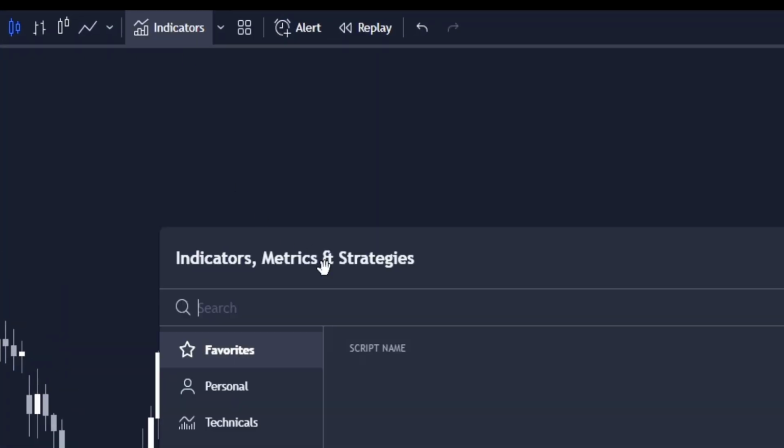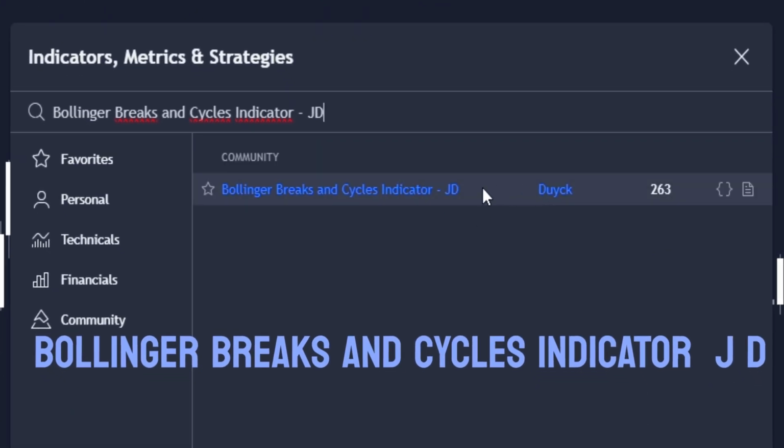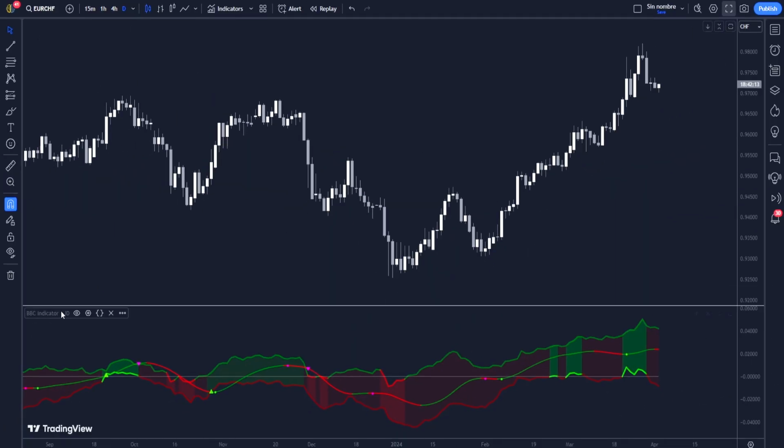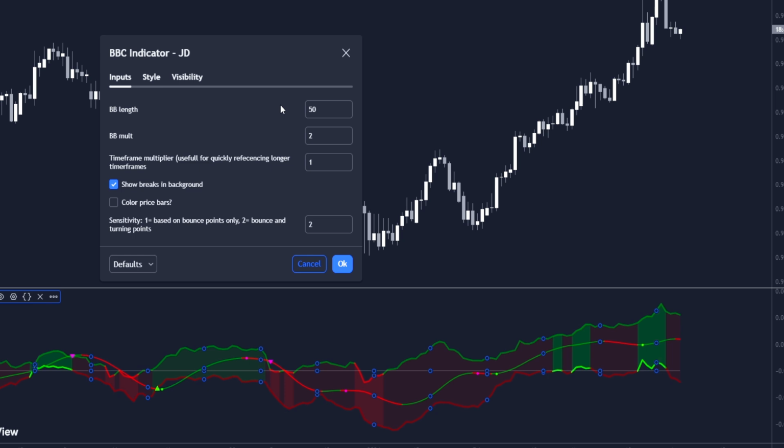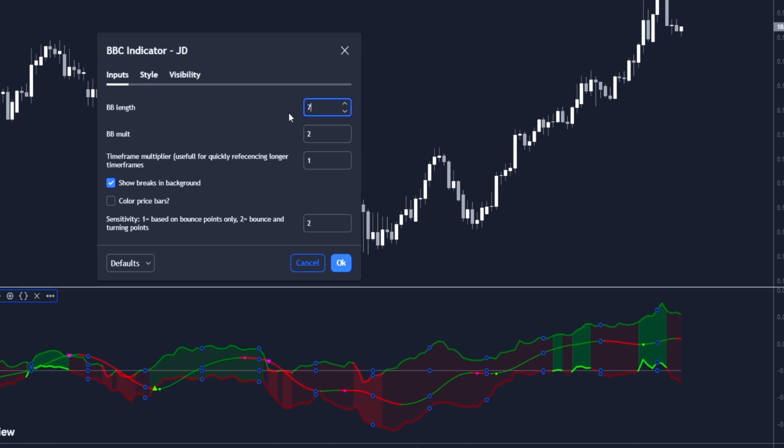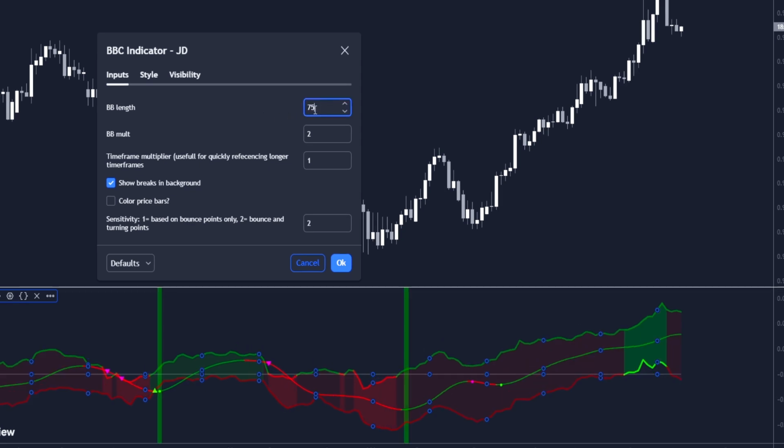Search for the indicator in TradingView as Bollinger Breaks and Cycles Indicator JD by user Duick. In its settings, we find the following. The BB length parameter sets the length of Bollinger Bands. It is the number of periods used to calculate the simple moving average in the Bollinger Bands calculation.